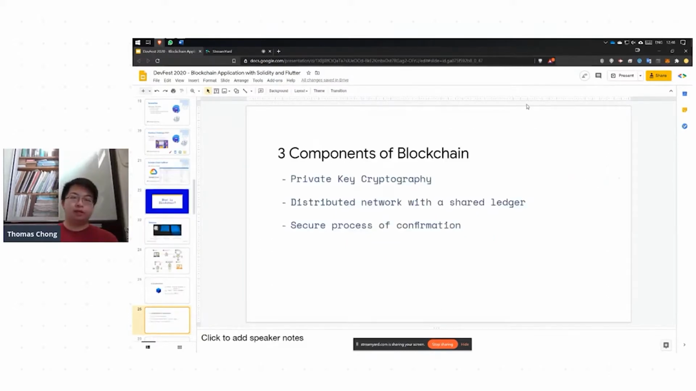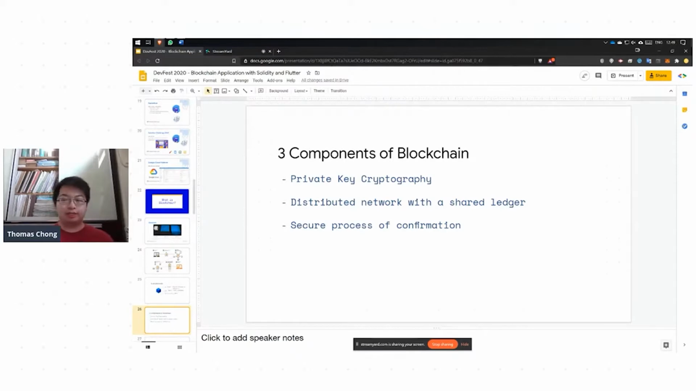Talking about the components of how blockchain works, the first one is private key cryptography. You can imagine there is a key which only you have, and you use that key to encode, and also to decode.